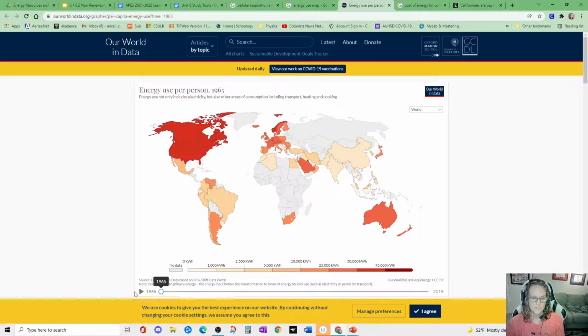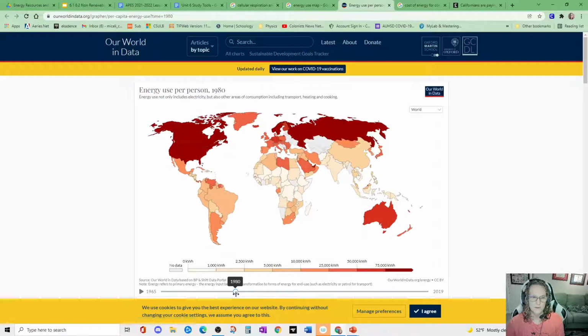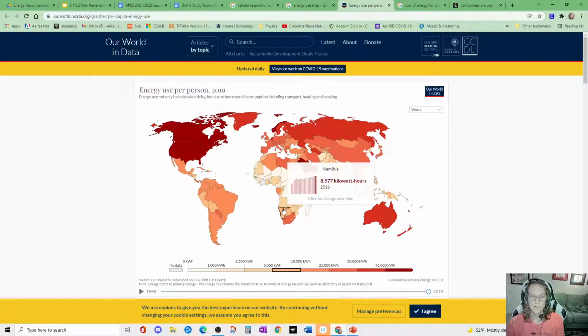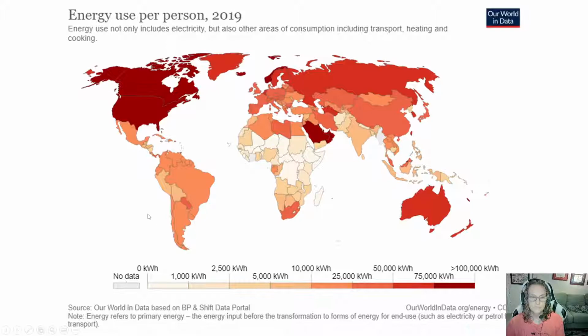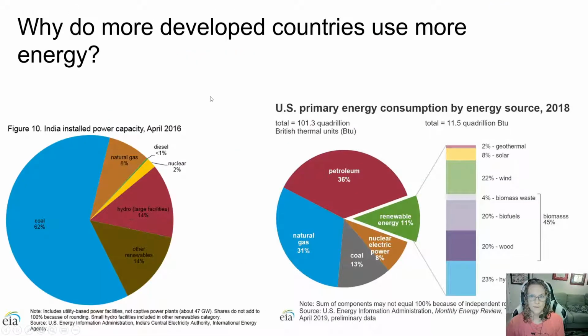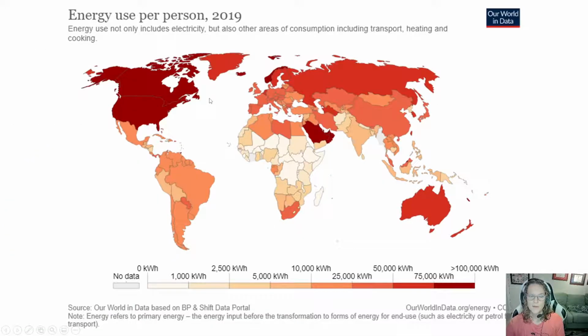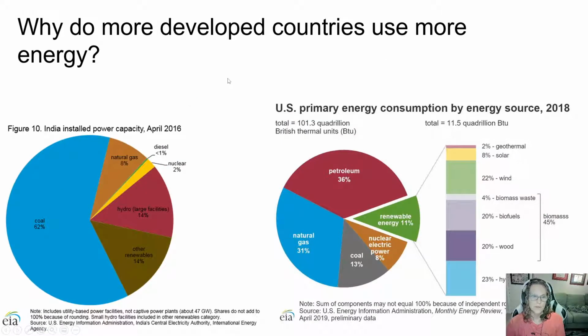Let's watch this again. Just notice which countries come on and off the map and start to increase energy use. Here comes a lot of countries increasing their energy uses. So as countries develop, we are using more energy. All right, so why, if you look at this map, why are the developed countries using more energy than the developing or the lesser developed countries?